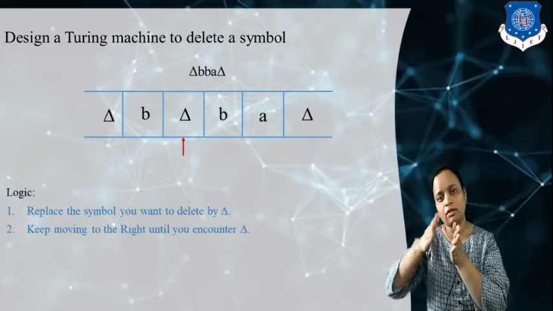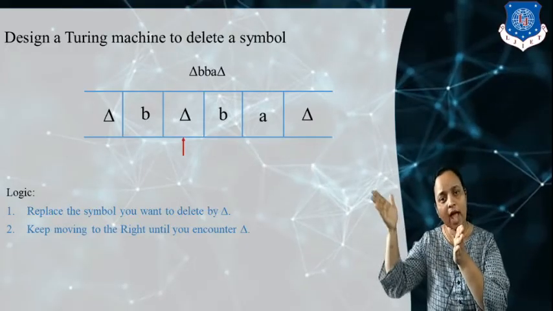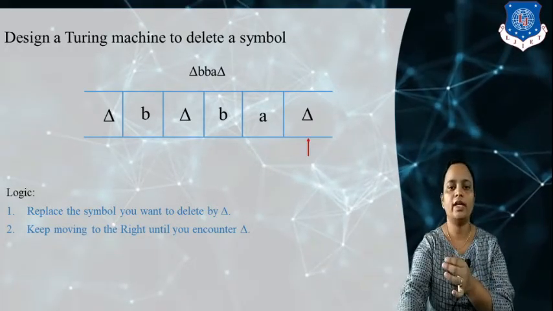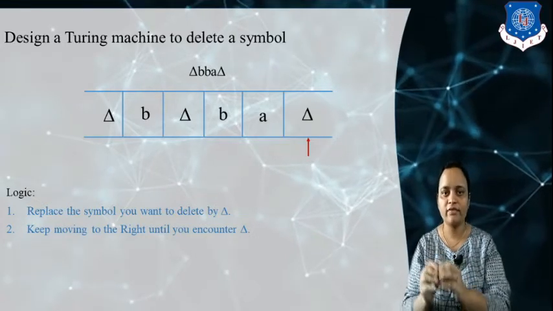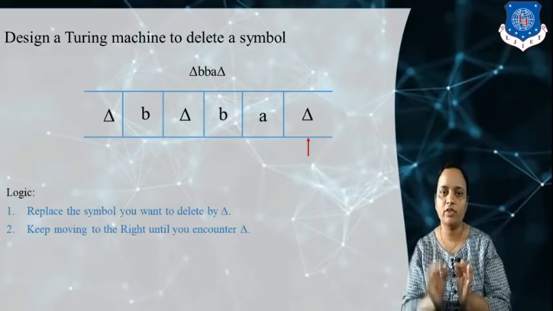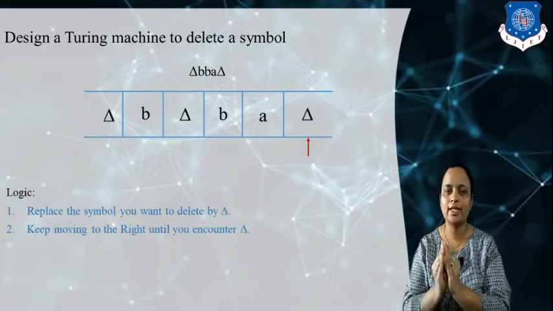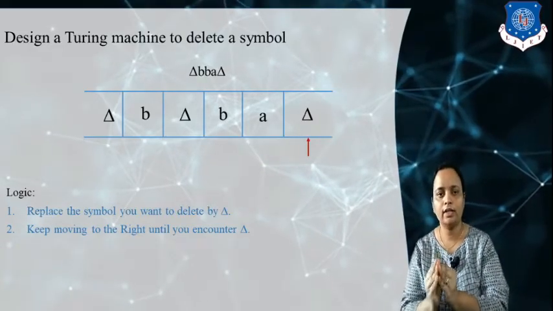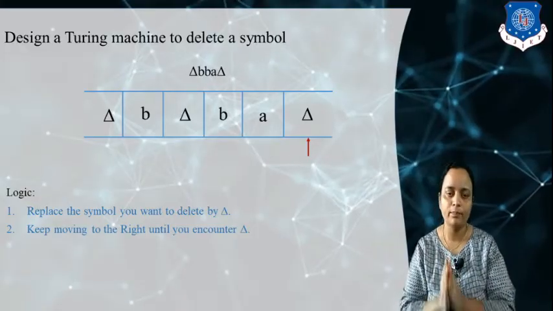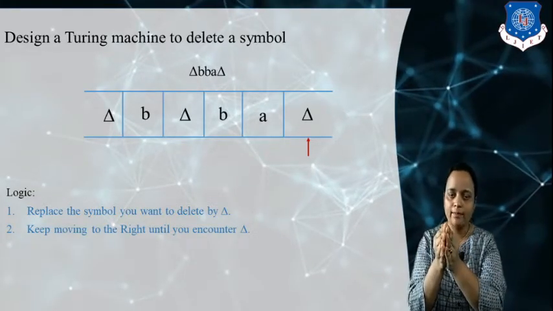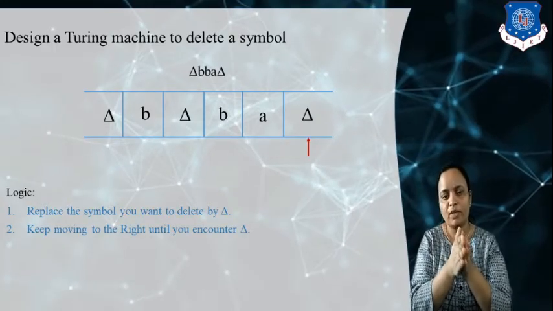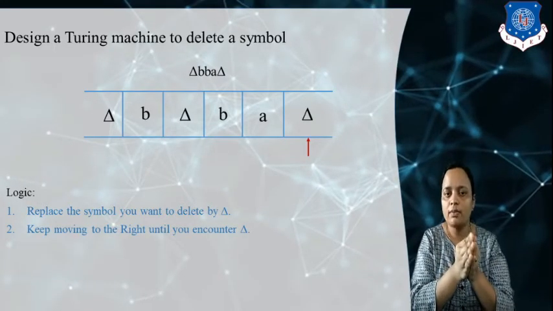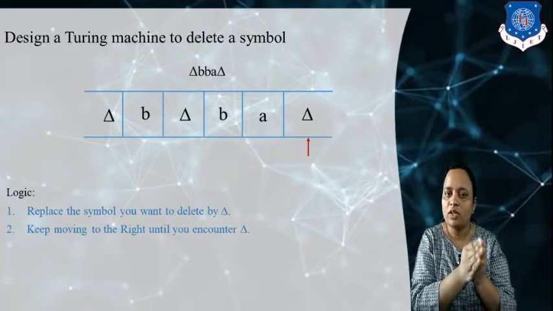So move my head to the right end of the string. So my head is moving. Now it is pointed to the delta, which is indicating the right end of the string. Now in this step, we need to shift each and every symbol. We need to shift symbols one by one to the left side.